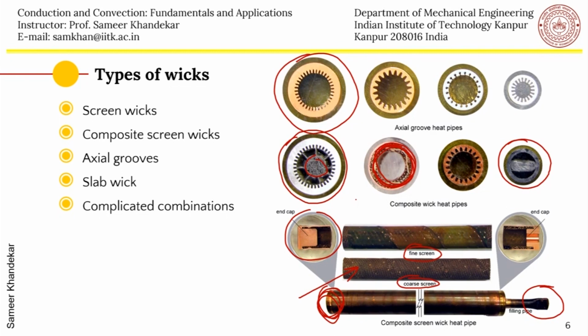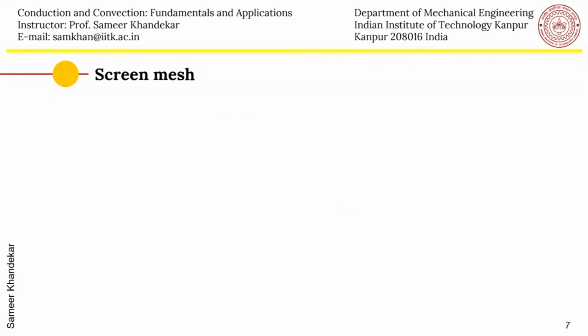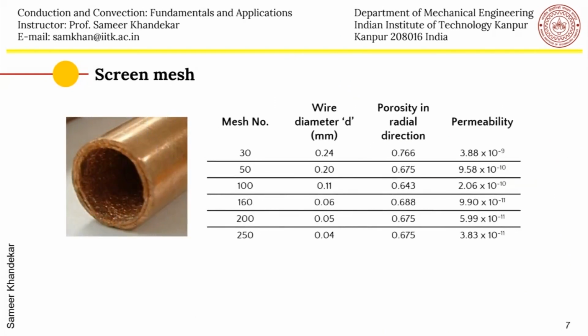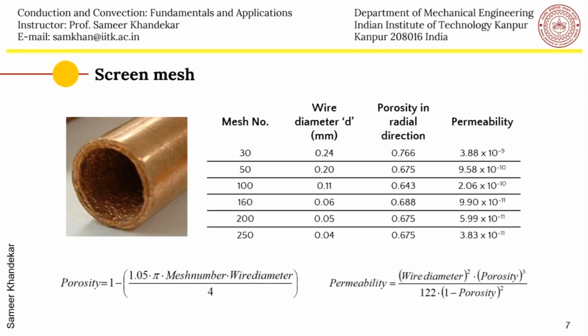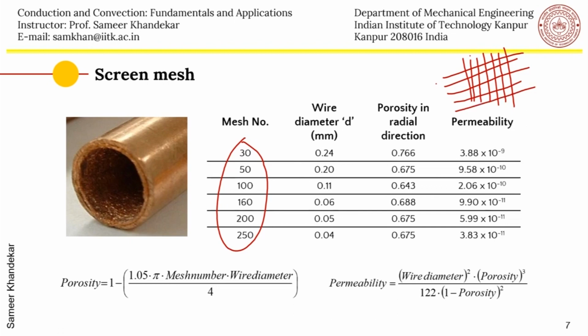There are a lot of different types which are available, and essentially these wicks are characterized, simple wicks like screen meshes. These screen meshes are characterized by mesh number, which is essentially, if you see the mesh, it is like a cloth, a metallic cloth for example, how many wires there are in 1 inch, which is what is denoted by the mesh number. And these are standardized. The wire diameter is given to you. So as you can see, as the mesh number increases, the wire diameter actually reduces.